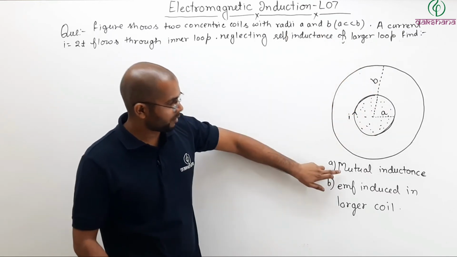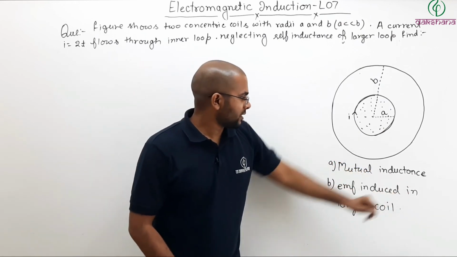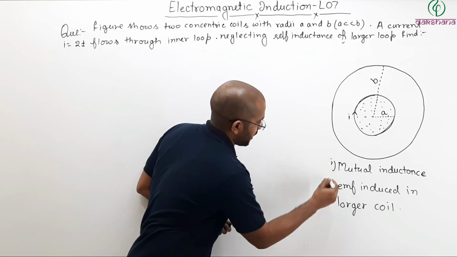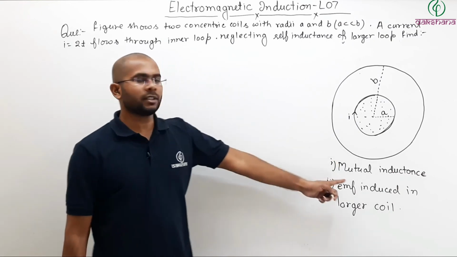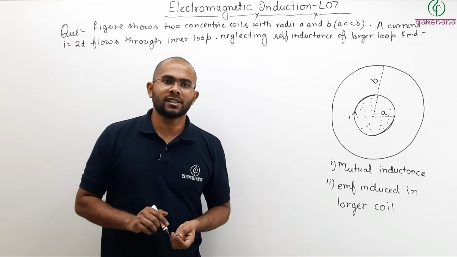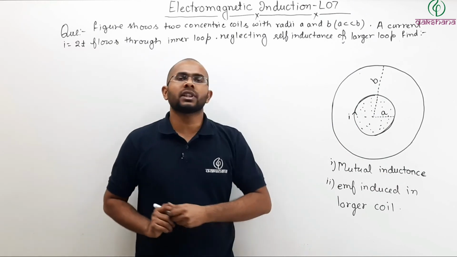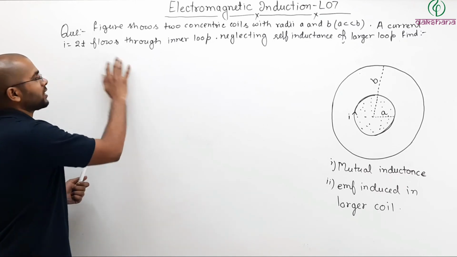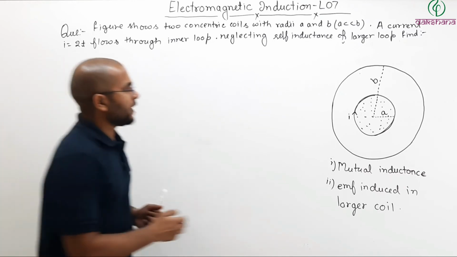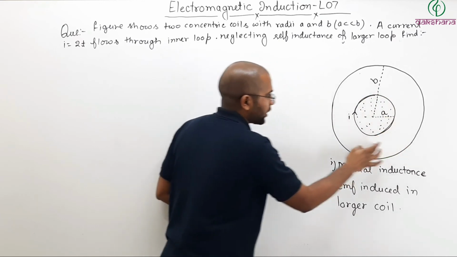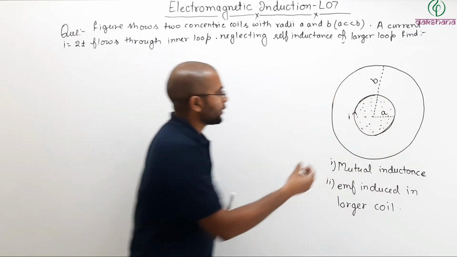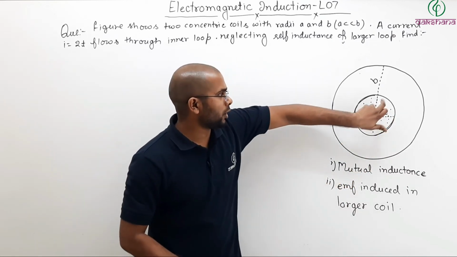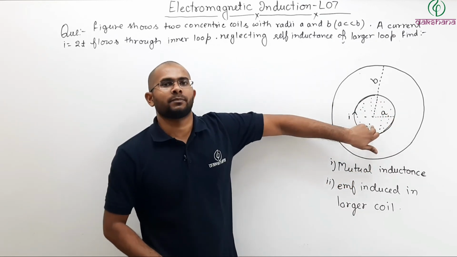What you have to find? Number A, mutual inductance. Okay, not A and B, you will get confused. Let us write 1 and 2. So number 1, you have to find the mutual inductance of the two coils. Number 2, the EMF induced in the larger coil. Now, here they have given me the current through the smaller loop. If I take the current through the smaller loop, the field produced will be uneven. The field produced across all these points will not be the same.